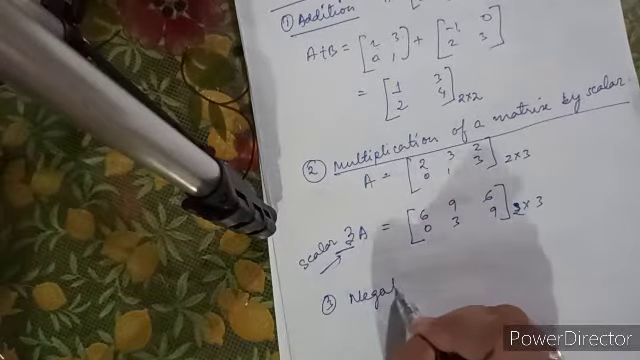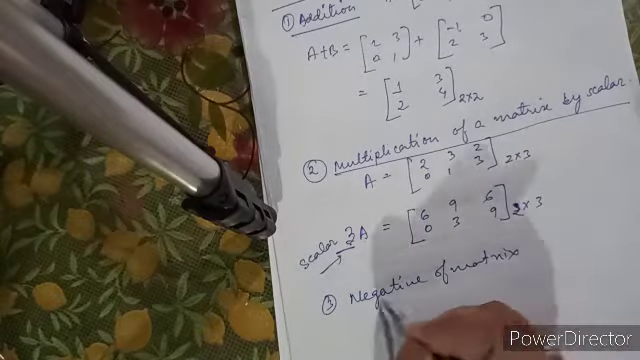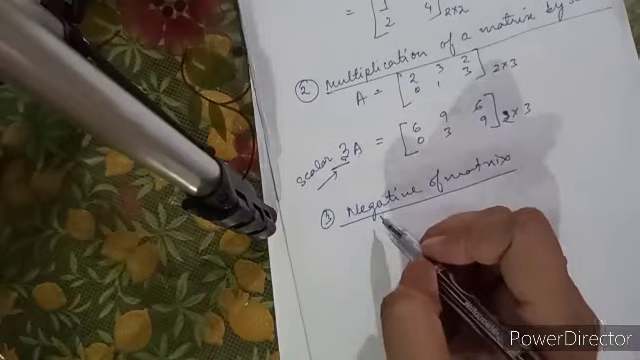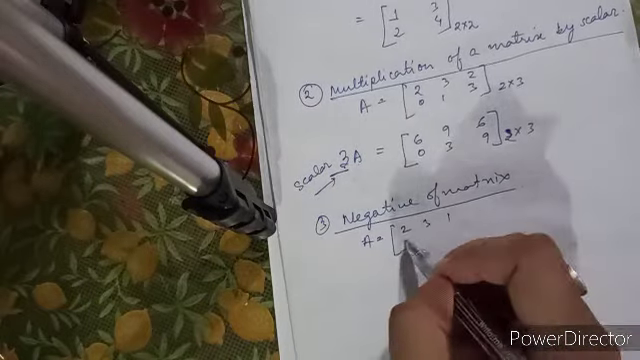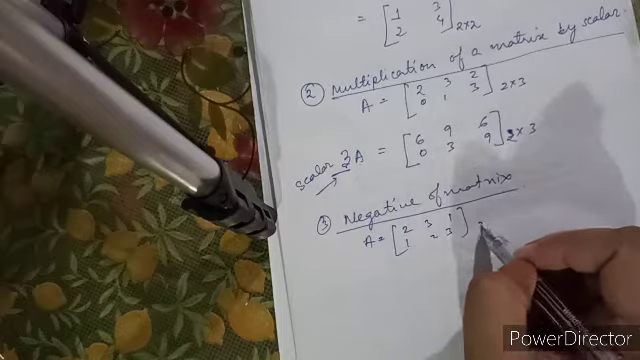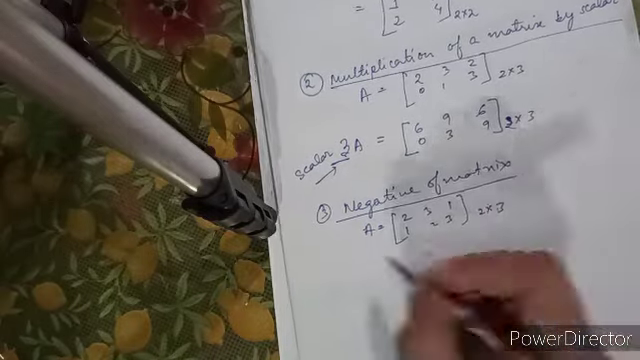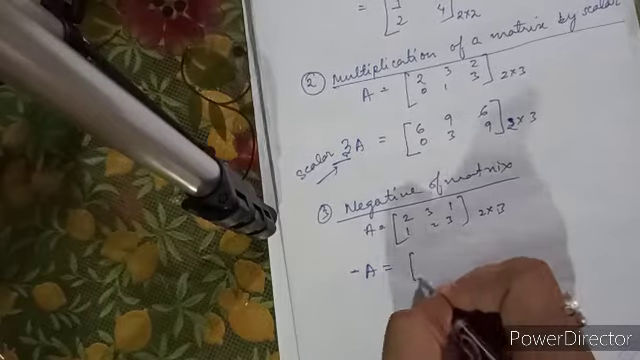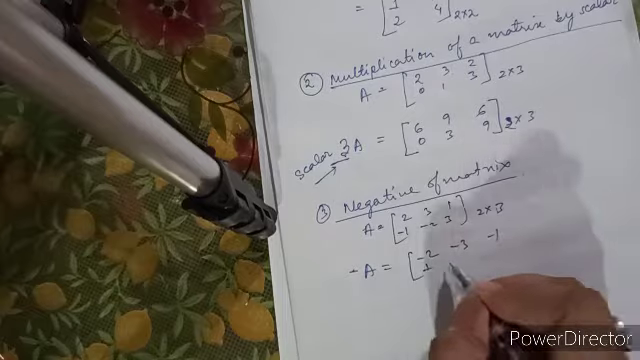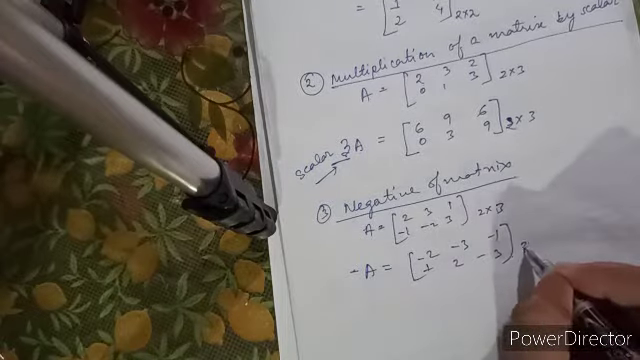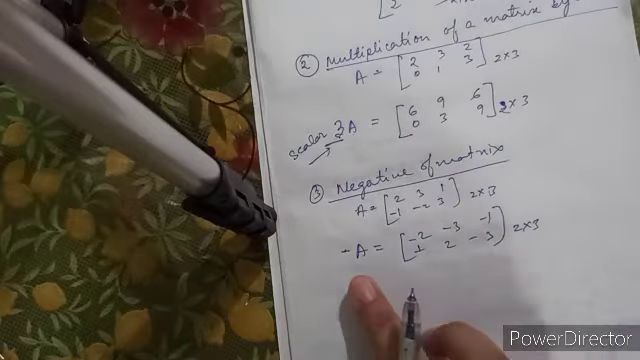Third is the negative of a matrix. That means, suppose I am writing a matrix 2, 3, 1, 1, 2, 3 with order 2 into 3. Negative means minus A. That means your matrix will be, suppose, -1, -2, -3. That means you are multiplying with the scalar -1.